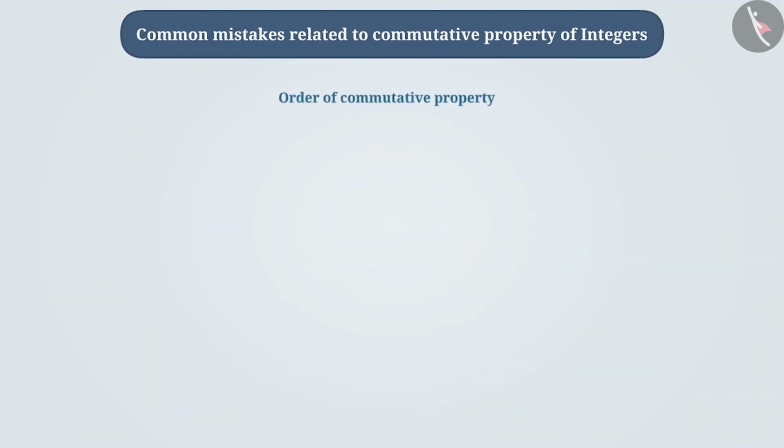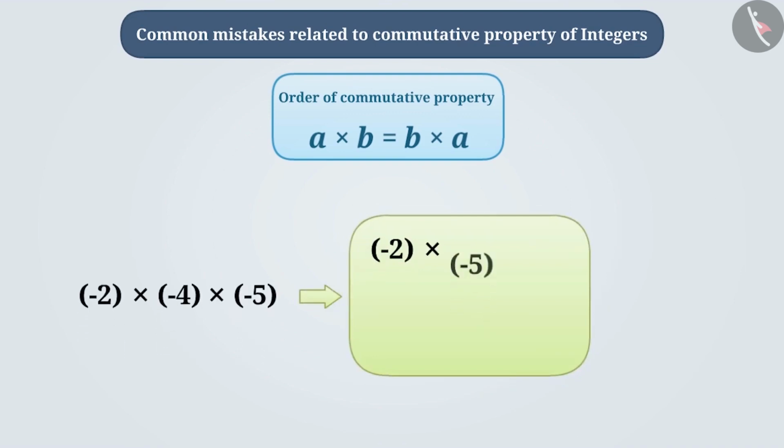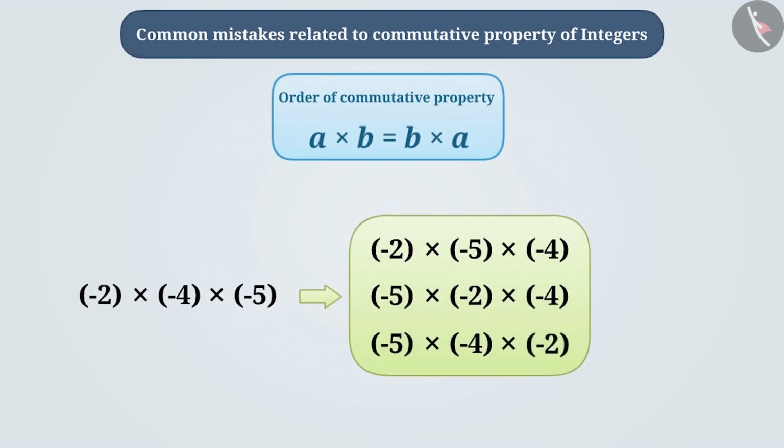The rule for multiplication of commutative property is A multiplied by B is equal to B multiplied by A. Many times children understand that this formula is useful only when two integers are multiplied. Children do not understand that the order of multiplication of more than two integers can also be changed, such as minus 2 into minus 4 into minus 5 can be written as minus 2 into minus 5 into minus 4, or minus 5 into minus 2 into minus 4, or minus 5 into minus 4 into minus 2. No matter what the order is, the result will always be the same.